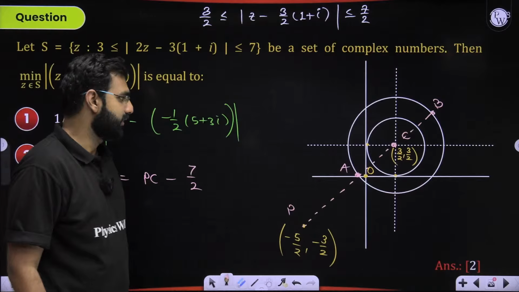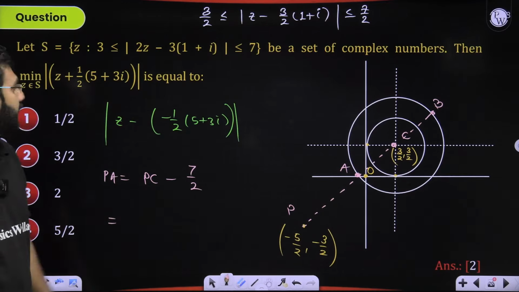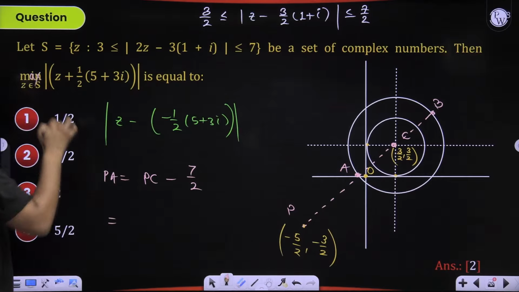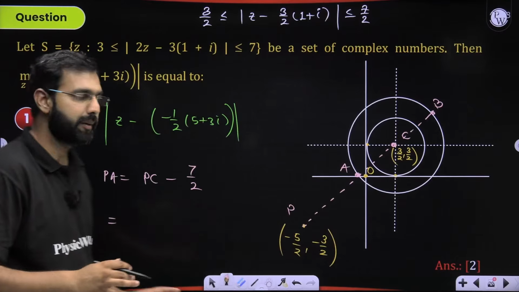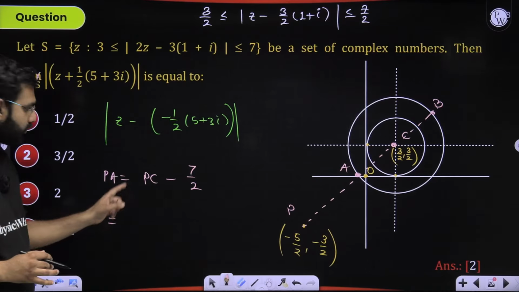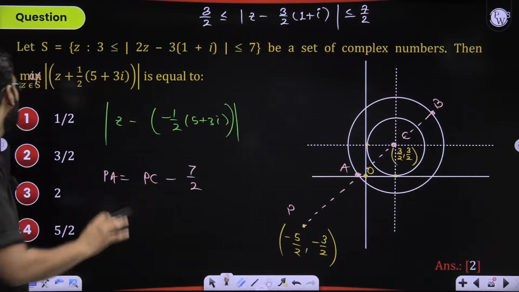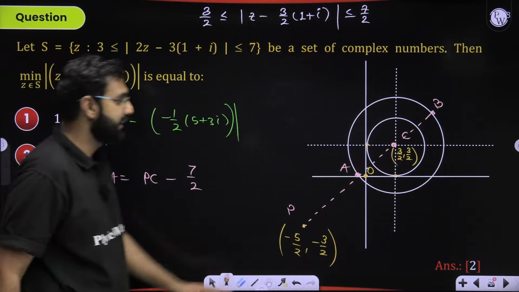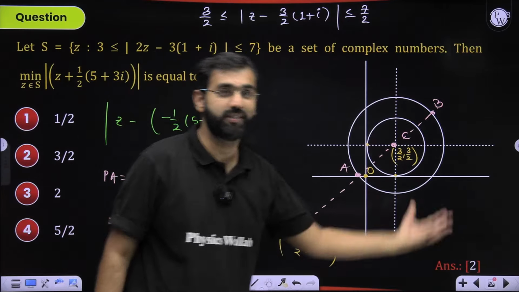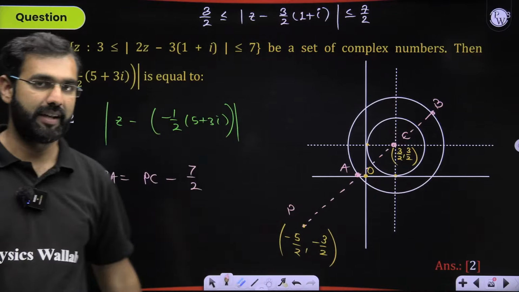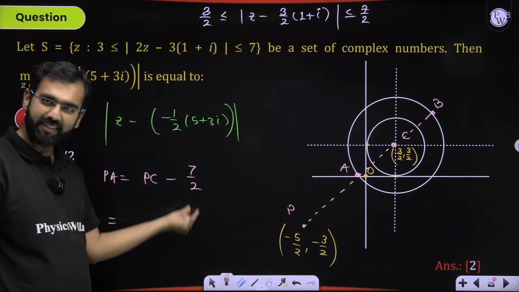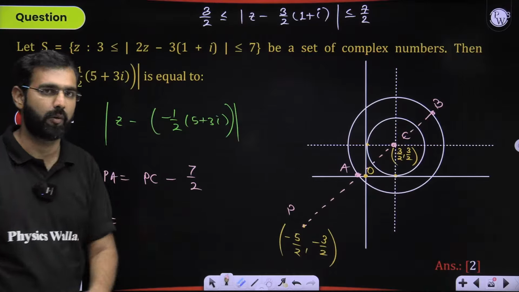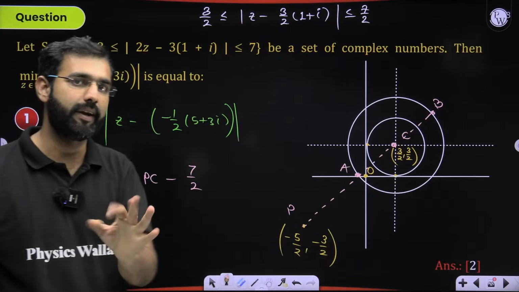If I get back to the discussion we were having, we are interested in PA. Had they given you max here, I would have been finding PB. And PB means PC plus 7 by 2. That's the only difference I would have brought. That's why I was suggesting that you need not draw this entire figure. The formula remains the same: for minimum, PC minus 7 by 2; for maximum, PC plus 7 by 2. Always do this without even thinking. You'll get the final answer.